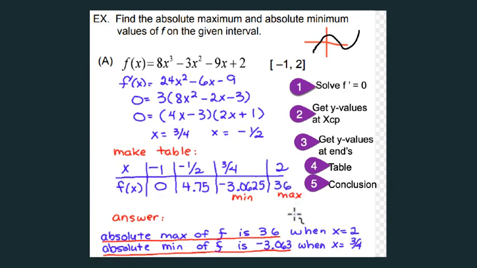Do I have to add that? No. Now that's why this is underlined, because that's really answering your question. I really like to add on when x equals. Some people don't, but I like to. And then there's an absolute minimum for f, which is negative 3.06 when x is 3/4.